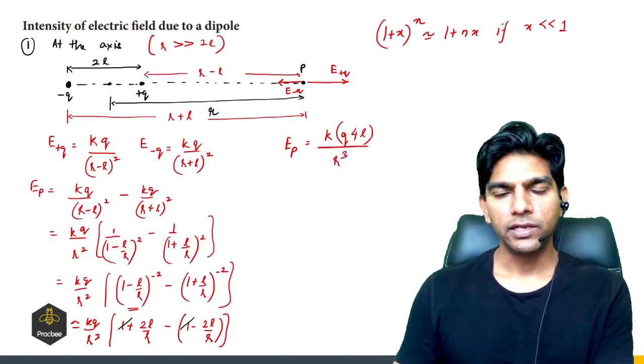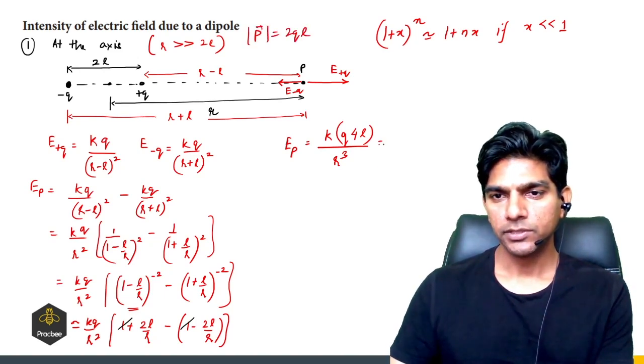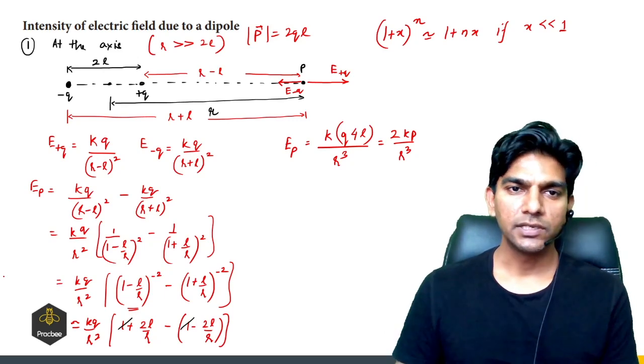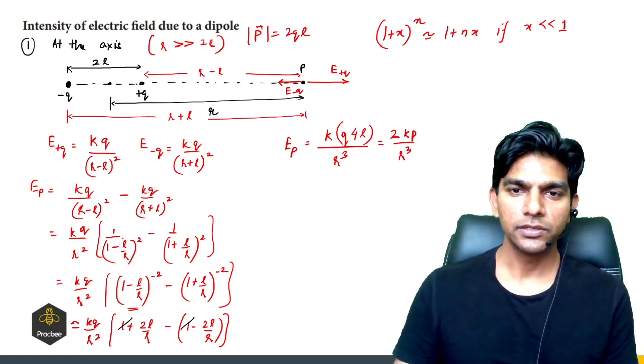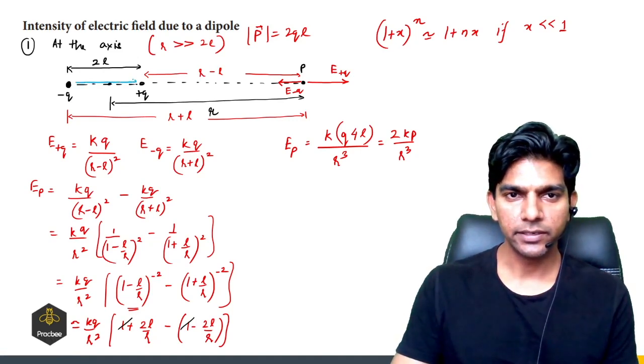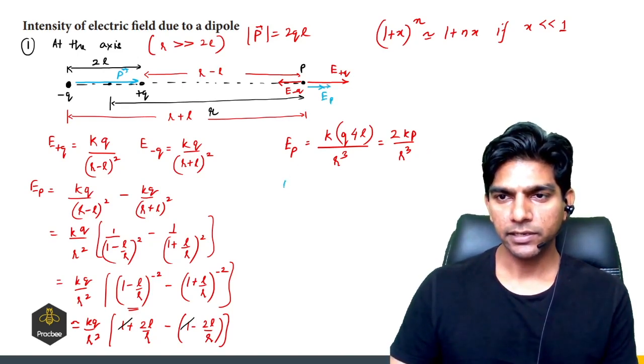Now 4QL is nothing but twice the electric dipole moment, because the electric dipole moment magnitude was 2QL. So this can be written as 2 times Kp by R cube. Now what is the direction of this electric field? The electric field direction is in the same direction as the electric dipole moment. The dipole moment is in the right direction and the electric field is also in the right direction. This is the net electric field at the point P. So we can write this electric field in vector notation as 2K p vector divided by R cube.